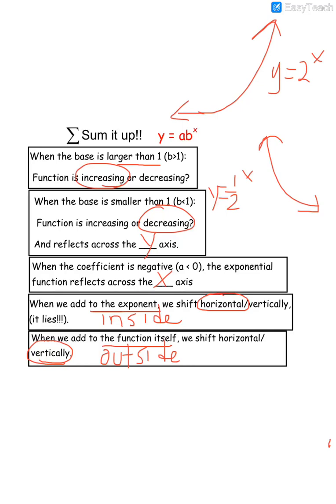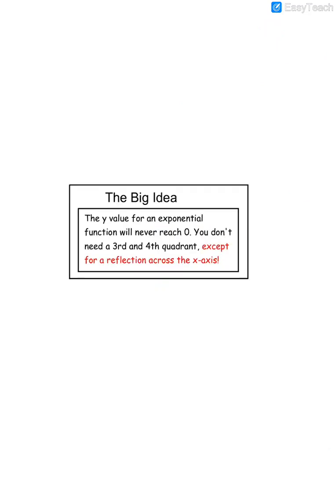All right, big idea, and we're all done. So let's take a look. The y value for an exponential function will never reach 0. That's what we call an asymptote. That's for the parent function. You don't need a third and fourth quadrant for the parent function, because the parent function is only in the first and second quadrants, except if you're reflecting it over the x-axis. Then you're definitely going to need the other quadrants on the graph.